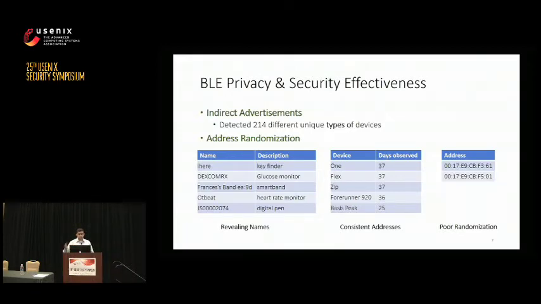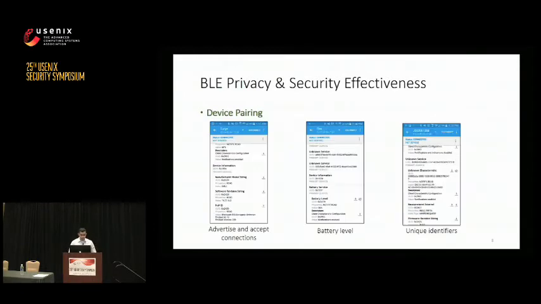Some devices do actually attempt address randomization, as you can see in that right-hand table over there, by flipping 3 or 4 bits at each advertisement session, which is not very effective in terms of randomization.